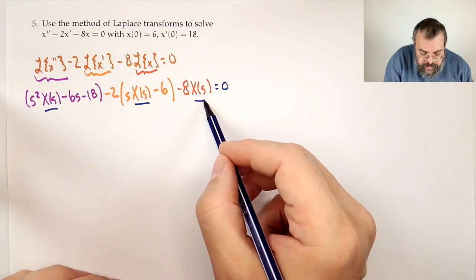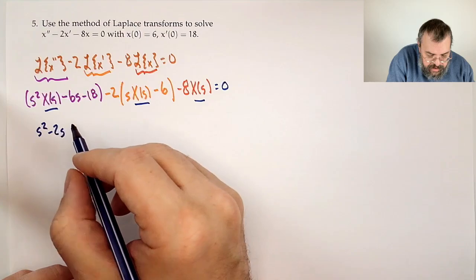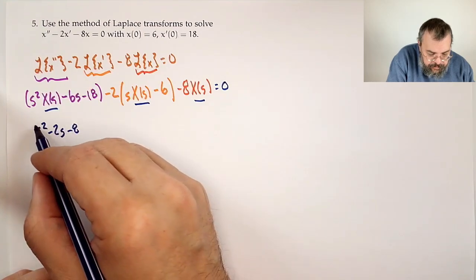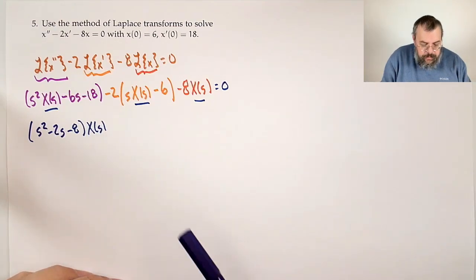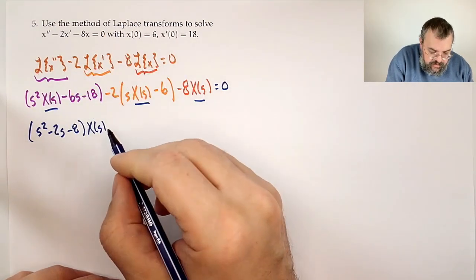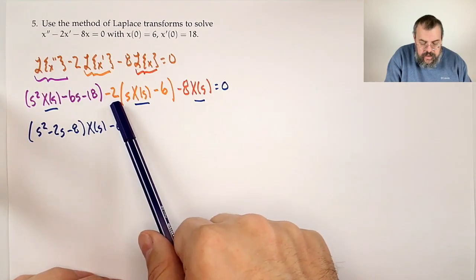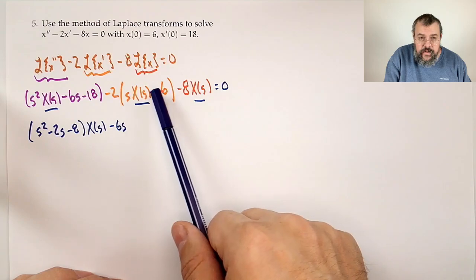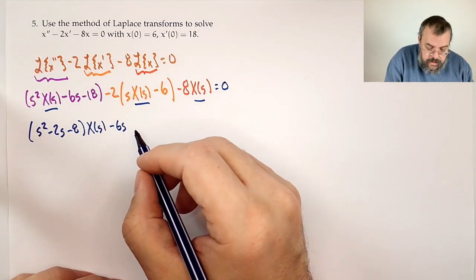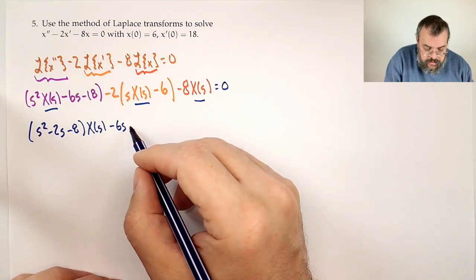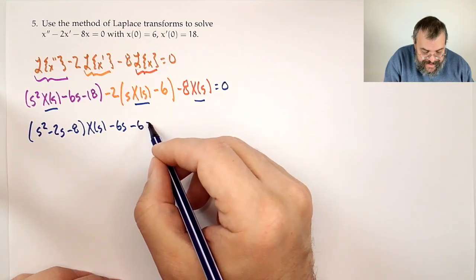All right, so, putting on our algebra hats here, we can group the things which have X of s together. So that would be s squared minus 2s minus 8, times X of s. And then we have a minus 6s. And then we have minus 18 plus 12. Don't forget the minus 2 goes through. So minus 18 plus 12 would be minus 6 again. Oh, okay. Well, that's no problem. Minus 6 equals 0.